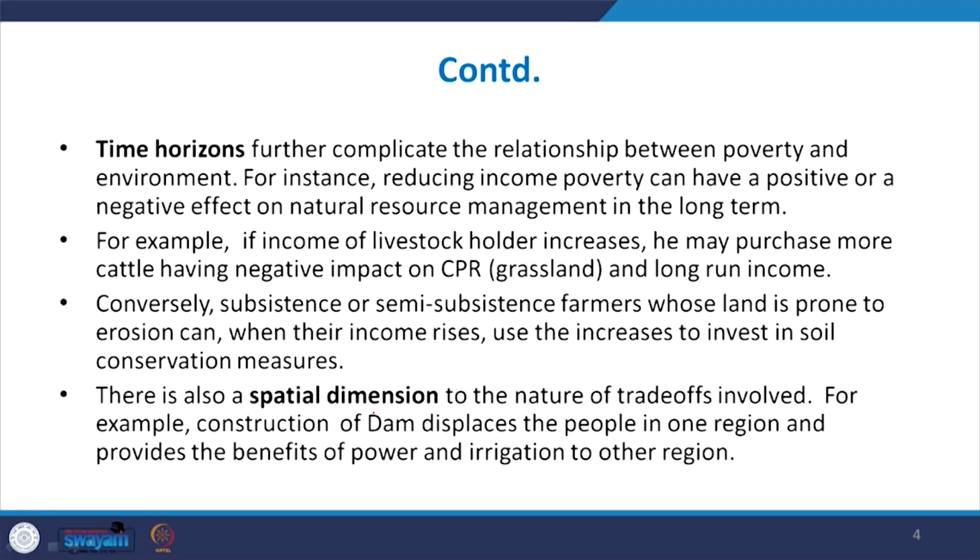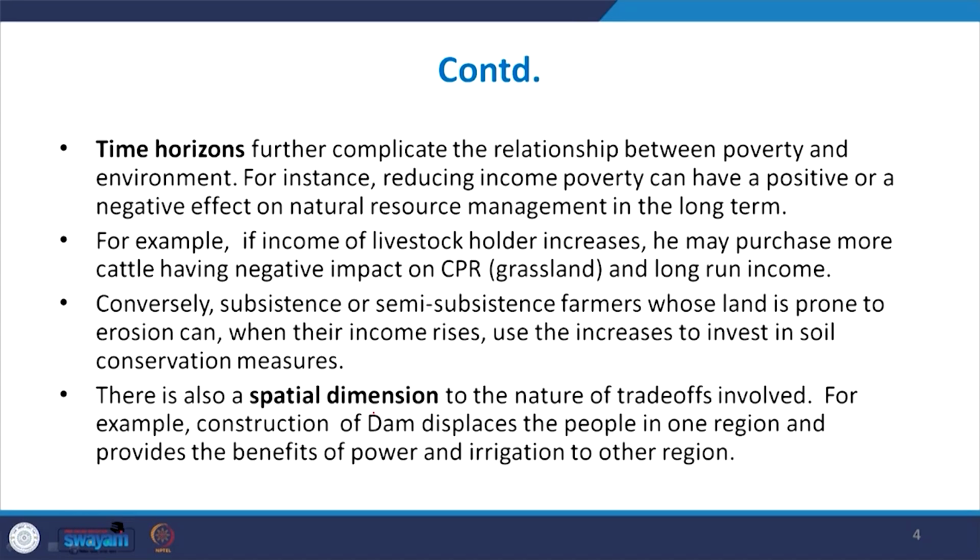environment, then some analysts believe that poverty degrade environment because poor people also give more weight to the short term rather than to the long period. So, time horizon further complicate the relationship between poverty and environment.